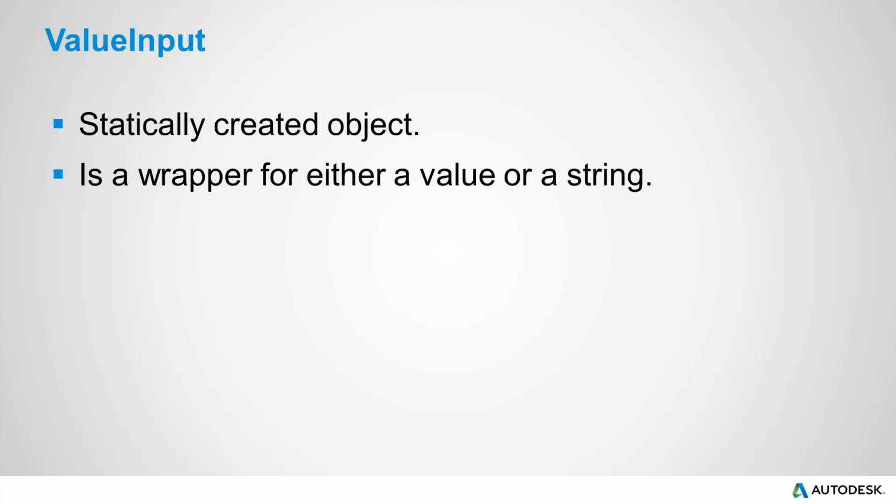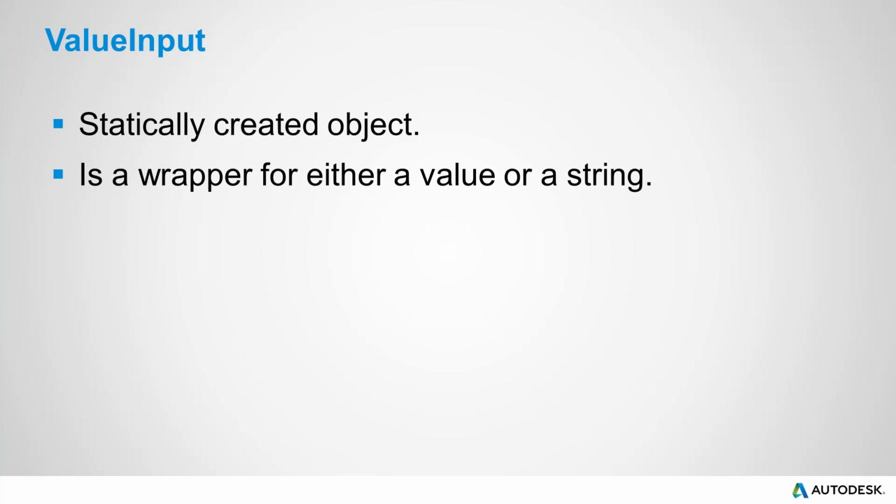In Inventor, we had the ability to have what's called a variant. It was a type that could hold any kind of value, so it could be a string or an object or a double or an integer. And here we don't have that because the API is limited by whatever C++ supports.